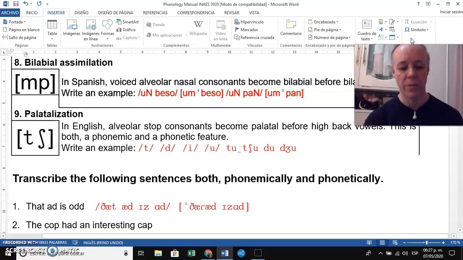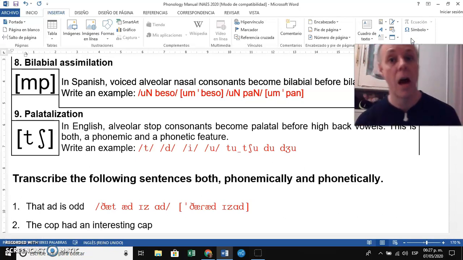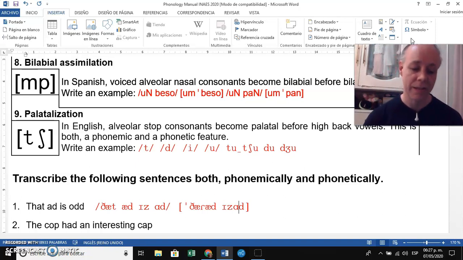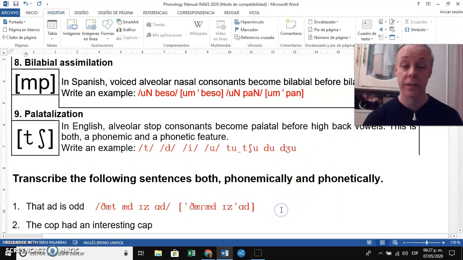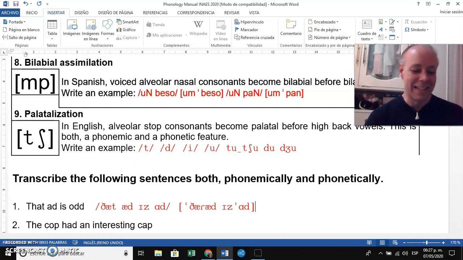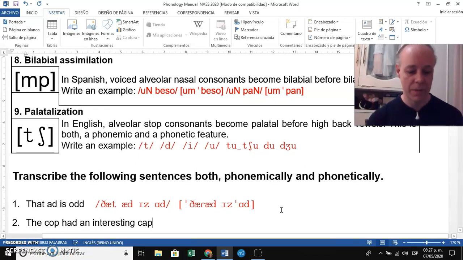What about the second group? Is odd. Is it in "is" or in "odd"? Yes, you're right. It's in odd. And that's how you do the phonetic transcription. Super easy. Okay. That's the first one. That add is odd. Let me do the second one.